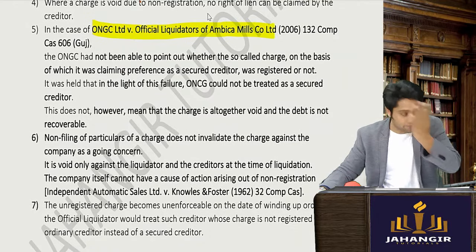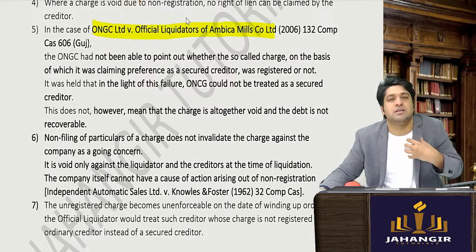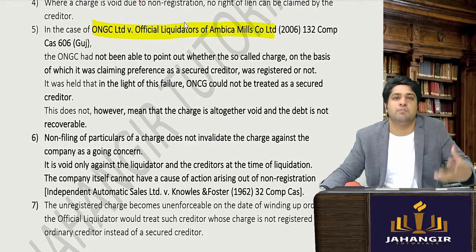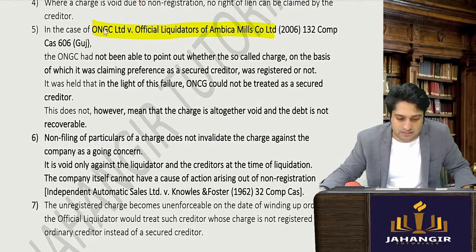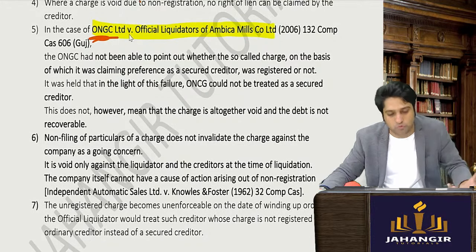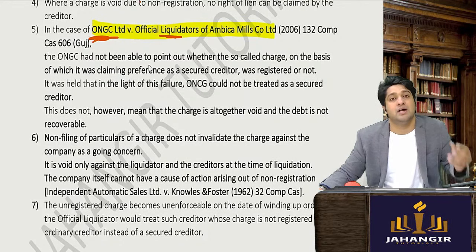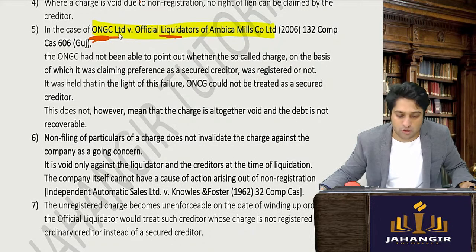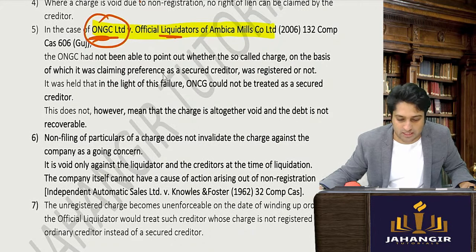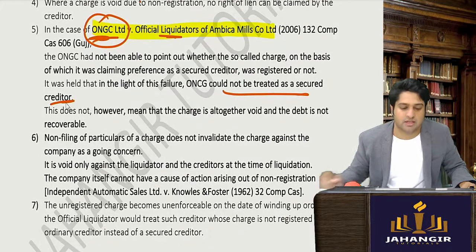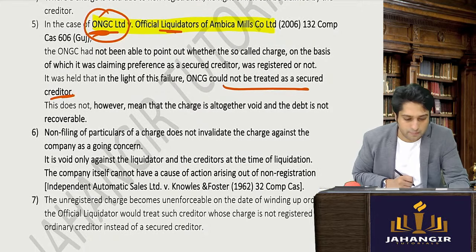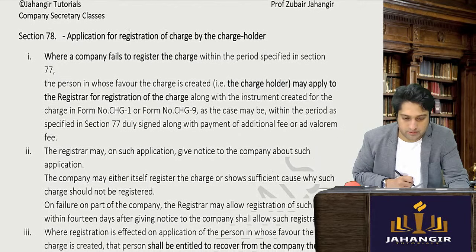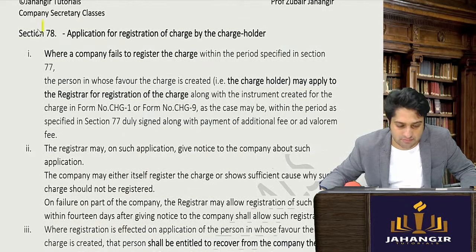Ambika Mills, where the company couldn't prove, the creditor ONGC was a creditor, couldn't prove in front of the liquidator that the certificate was given or the form was filed. So because of that, ONGC was treated as an unsecured creditor. Okay. Now, coming to section number 78.